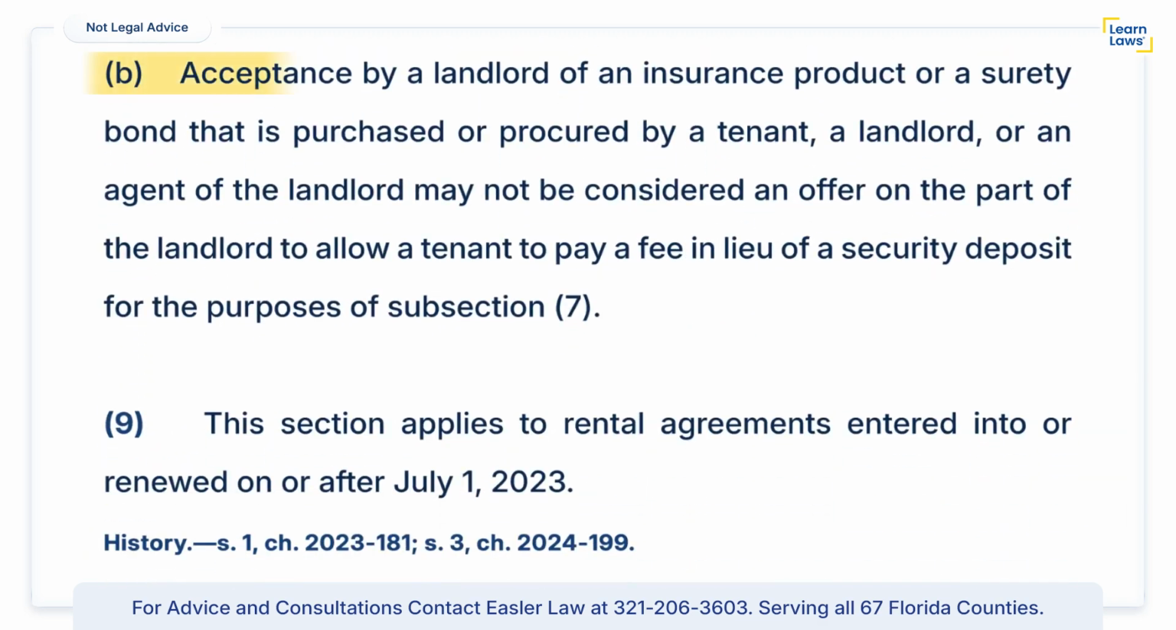B. Acceptance by a landlord of an insurance product or a surety bond that is purchased or procured by a tenant, a landlord, or an agent of the landlord may not be considered an offer on the part of the landlord to allow a tenant to pay a fee in lieu of a security deposit for the purposes of subsection 7. 9. This section applies to rental agreements entered into or renewed on or after July 1st, 2023.